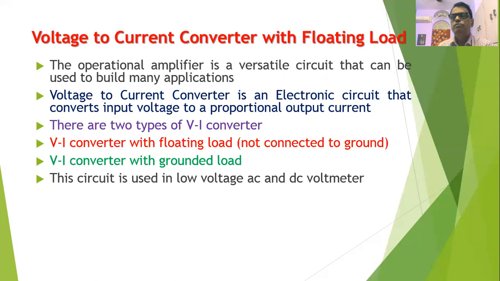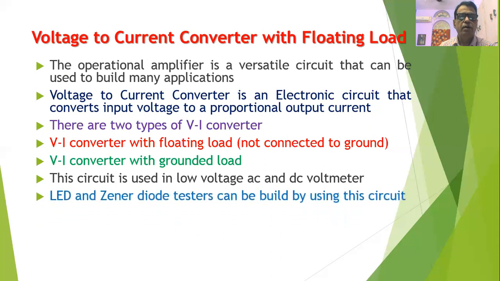VI converter is a very useful circuit and it is used in many applications. For example, this circuit is used in low voltage AC and DC voltmeters. Whenever we want to measure lower values of AC or DC voltages, this circuit is very useful. It can also be used for LED tester or Zener diode tester circuits.